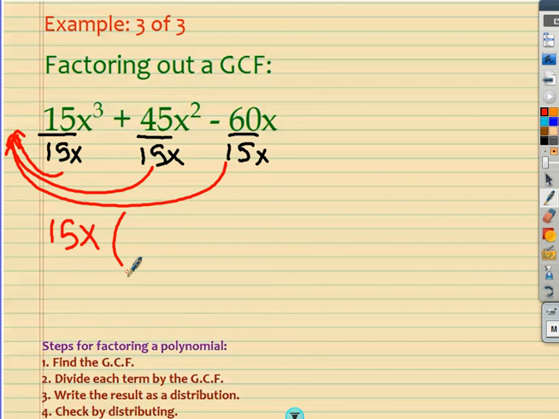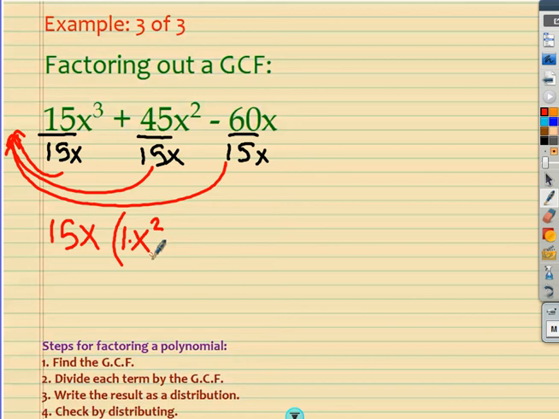If I divide out 15 by 15, that's 1. If I divide out an x from an x cubed, that's going to be x squared. So from the first term, we have 1 x squared. Since we divide 15 by 15, that's 1, and x cubed divided by x is x squared.